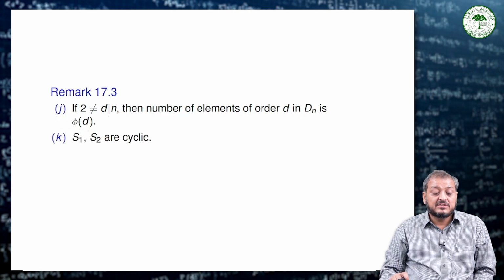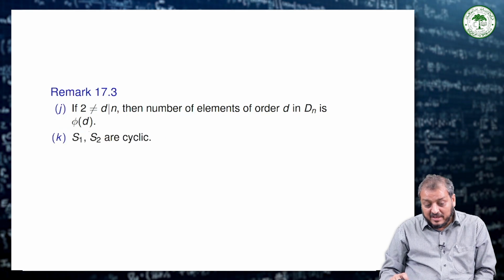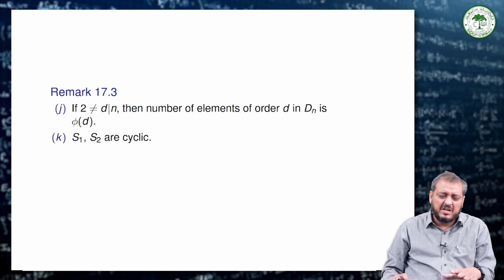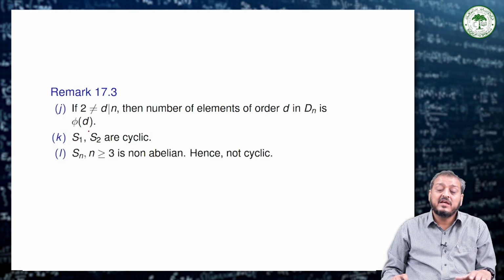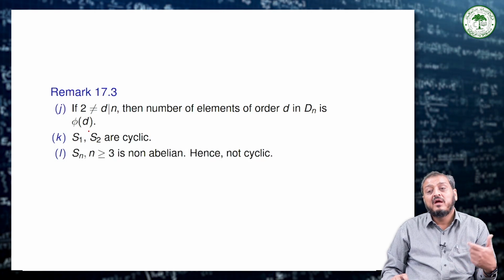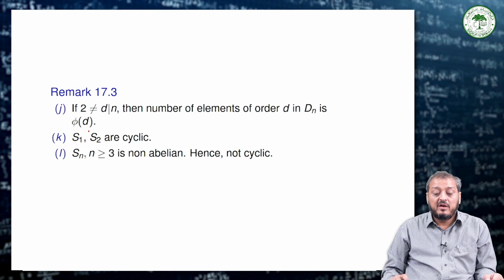Similarly, we can say that D1 and D2 are cyclic. And Dn for n greater than or equal to 3 is non-abelian and again is not cyclic.